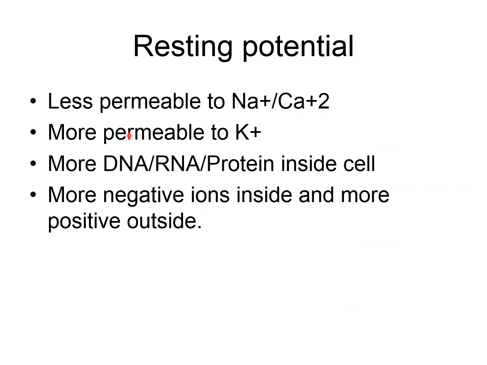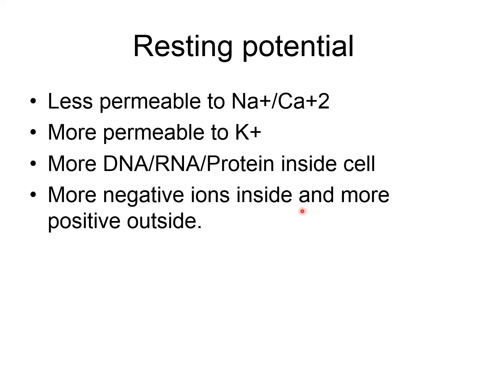The resting membrane potential in a muscle cell is similar to other cells: the inside of the cell is more negative because it has more negative ions as compared to the outside of the cell.